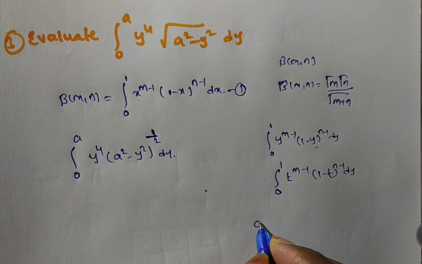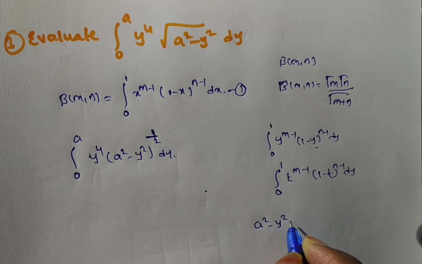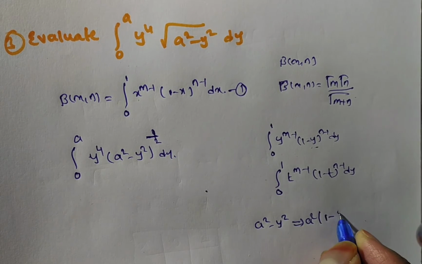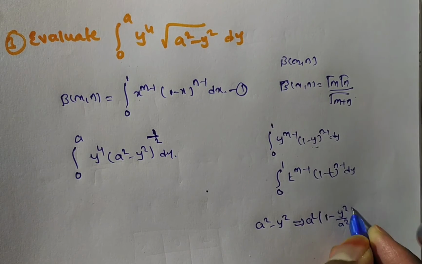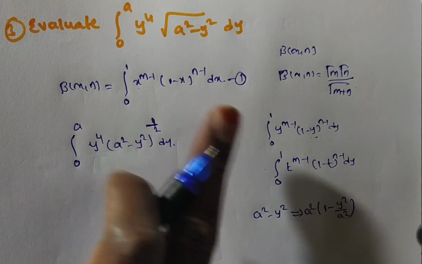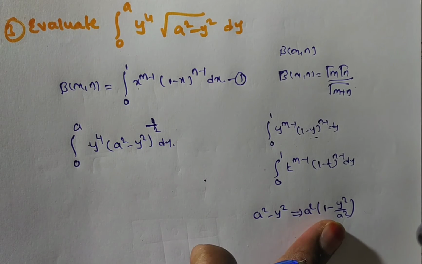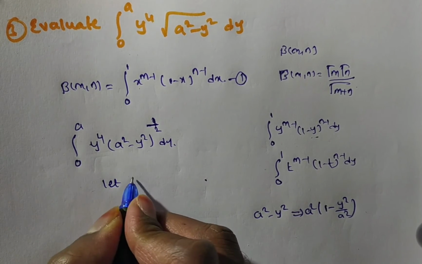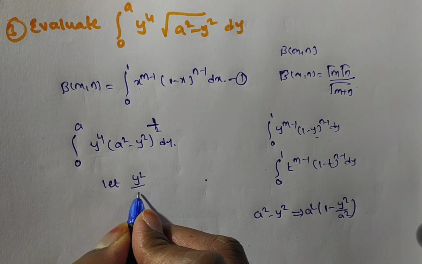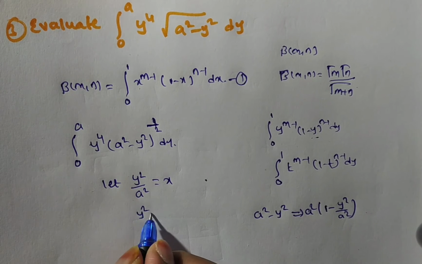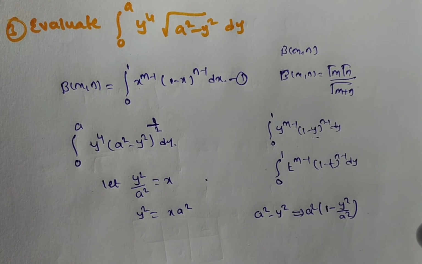Here we have a square minus y square. If you take a square in common, then you will have 1 minus y square by a square. Now is it in the 1 minus x form? Just compare here: in place of x what do we have? y square by a square. So let us put y square by a square equal to x. Now y square is equal to x a square.